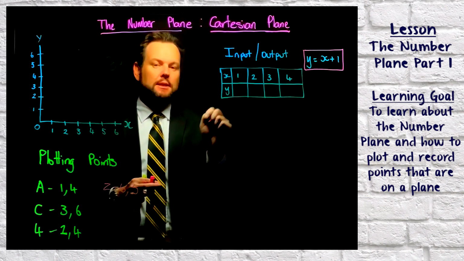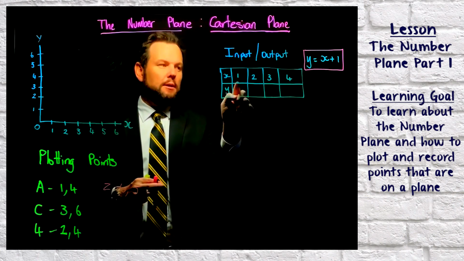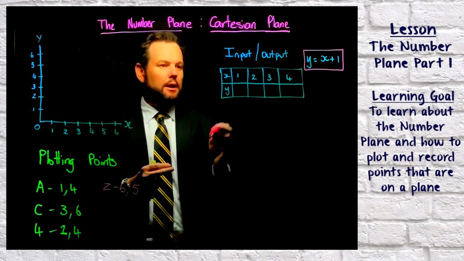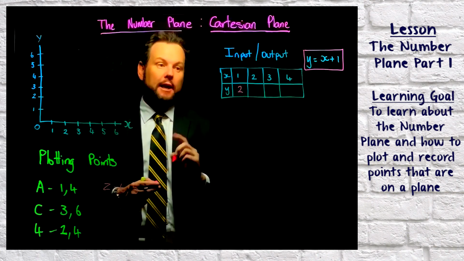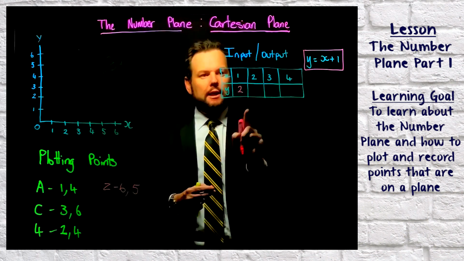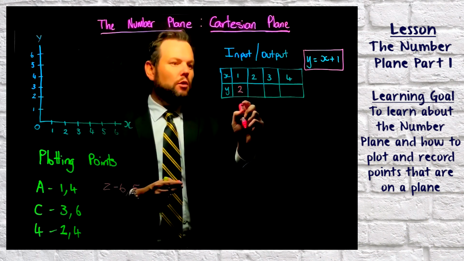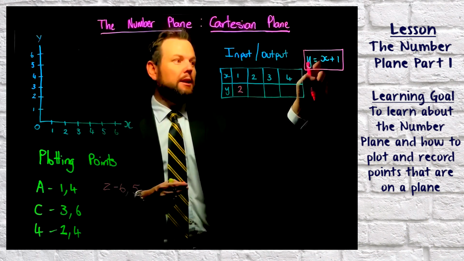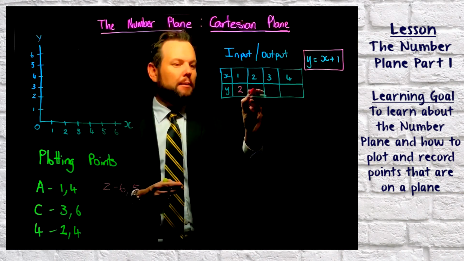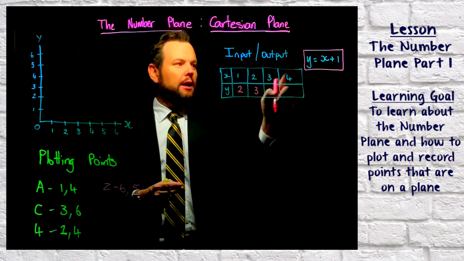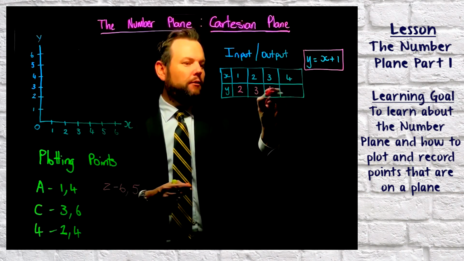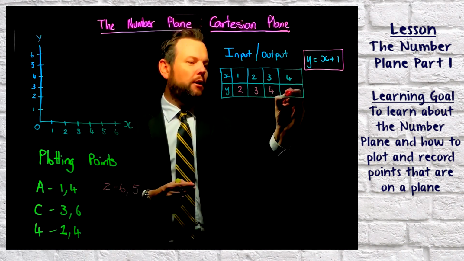So in this instance, this is x. So we do 1 plus 1, okay? So our y point for that is going to be 2. We come over here. Once again, x is 2, okay? So now we have to, once again, add 1. So 2 becomes 3, okay? 3 plus 1 becomes 4, and 4 plus 1 becomes 5.